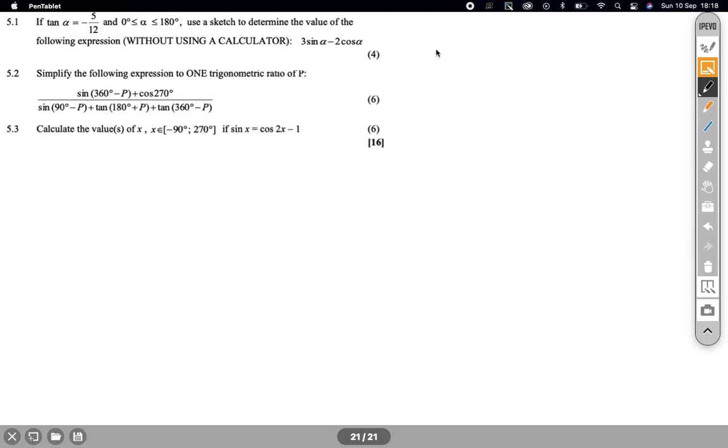Today we're going to do grade 12 trigonometry. We have that if tan of alpha is equal to negative 5 over 12, such that alpha is between 0 and 180, use a sketch to determine the value of the following expression without a calculator: 3 sine alpha minus 2 cos alpha.